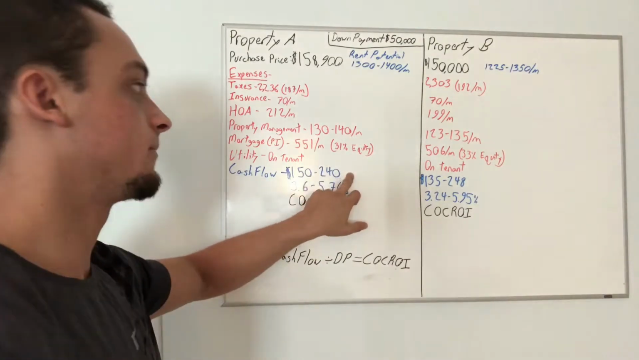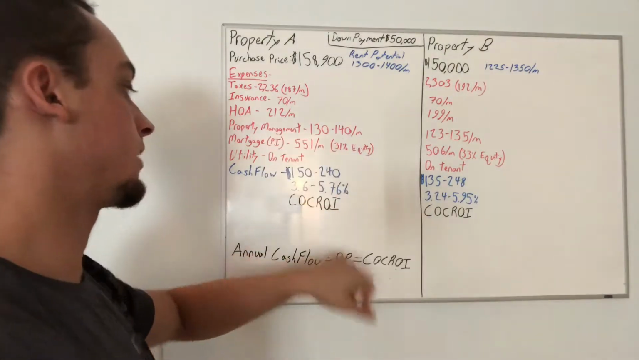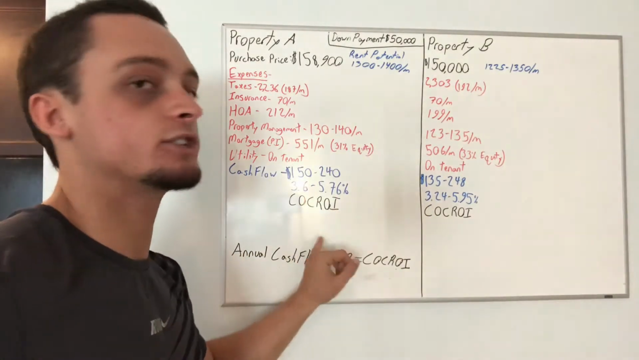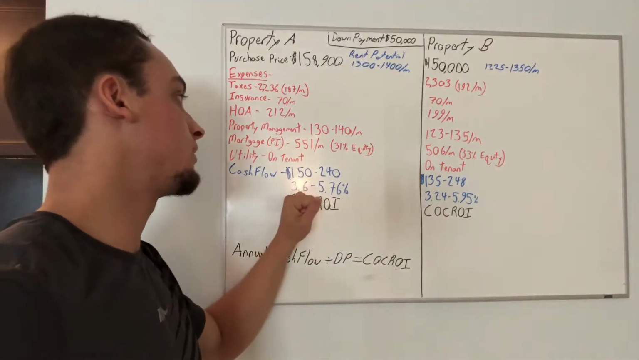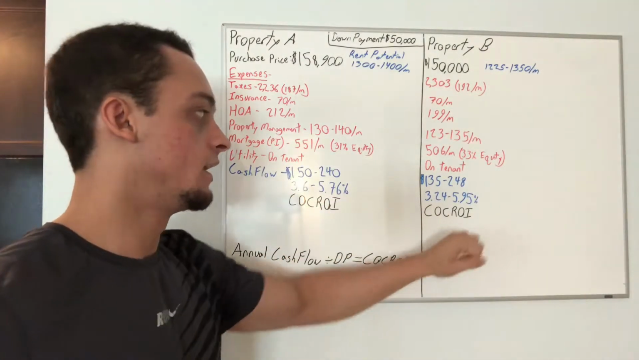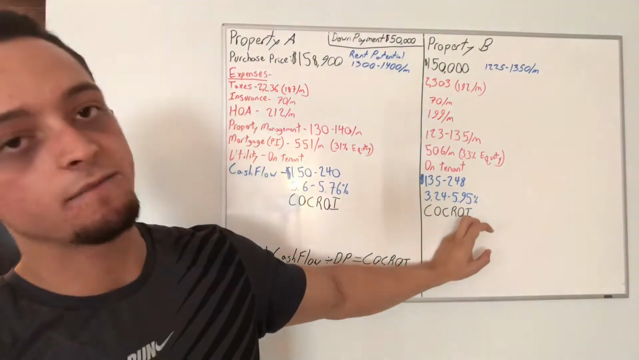And you take your cash flow, multiply that by 12, divide it by your down payment, and then you get your cash on cash ROI. And that came to 3.6 to 5.76%. Property B came to 3.24 to 5.95%.